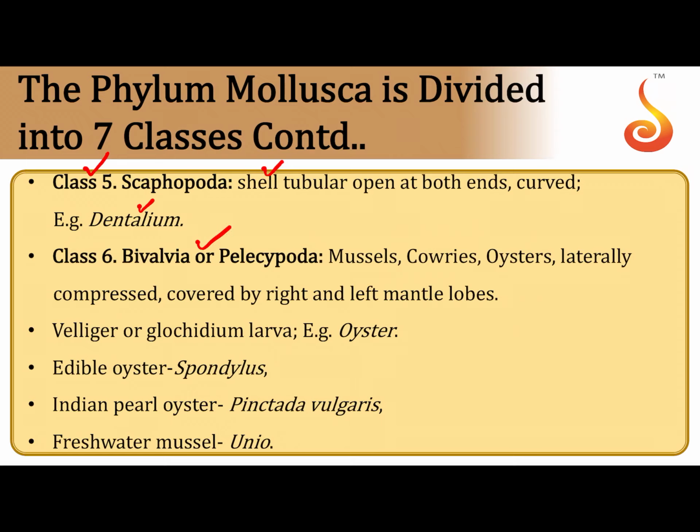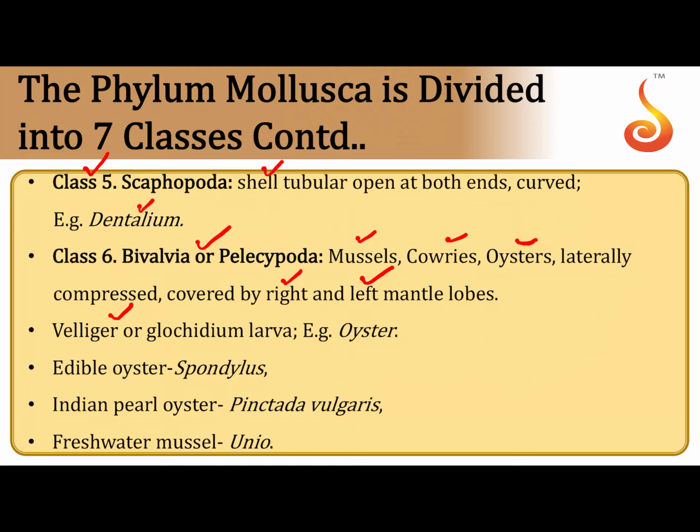And last but one class, that is Bivalvia or Pelecypoda, which include mussels, cowries and oysters. You know that they have a shell which is divided into two parts, which are referred to as the valves, which fit into each other like a soap box. So right and left mantle lobes are present. They have an indirect development including veliger or glochidium larva.